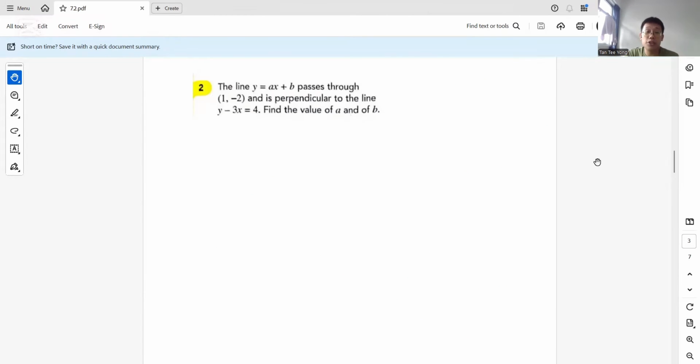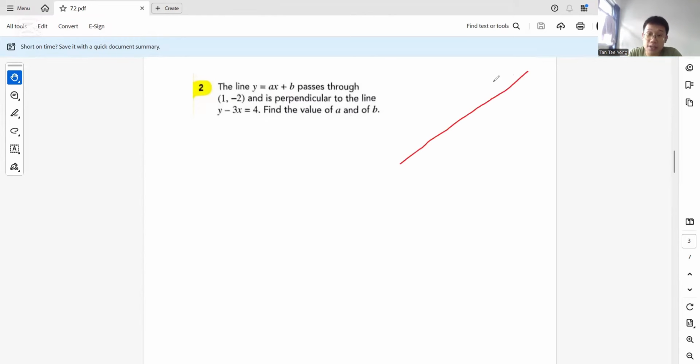Okay, let's go through question 2. Question 2 says the line y equals ax plus b passes through (1, -2) and is perpendicular to the line y minus 3x equals 4. Find the value of a and of b. Basically, we're just going to draw a sketch. It will look like this.